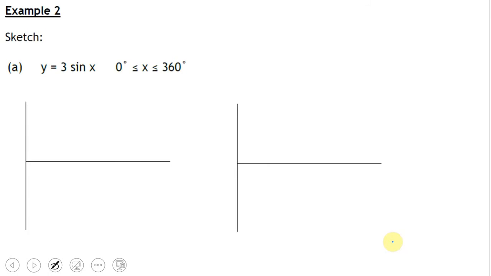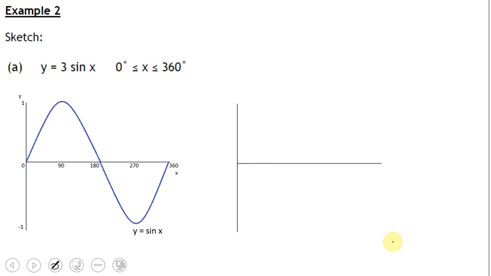So, example A, if we were to sketch y equals 3 sine x from 0 to 360, we'd start off by sketching y equals sine x from 0 to 360. So in this case we have it going from -1 to 1 on the y-axis. It crosses the x-axis at 180 and 360. So this is the standard curve that in A level you would be expected to remember.